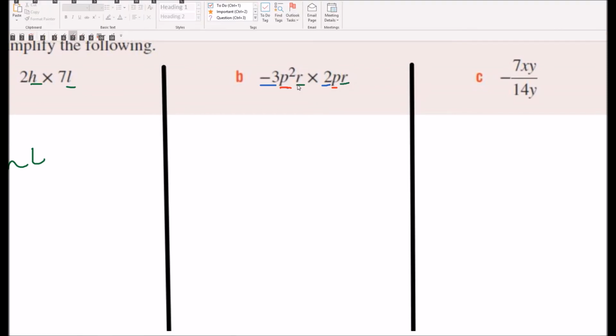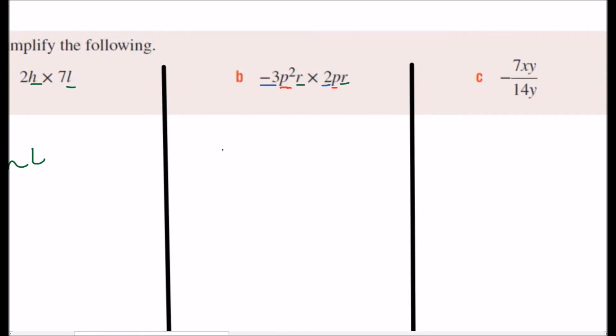So the negative 3 times 2 will give you negative 6. Now the variable p squared times p. Remember there's a 1 on top of that p. So you just add the indices together, and you get p to the power of 3. And then the r's: r to the power of 1 times r to the power of 1 will give you r squared. All right, so there's your answer there.